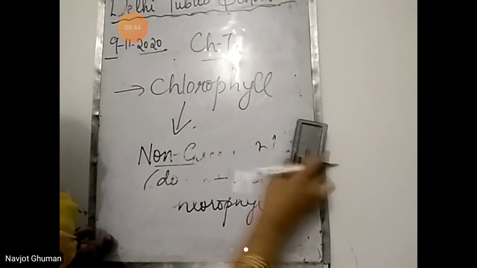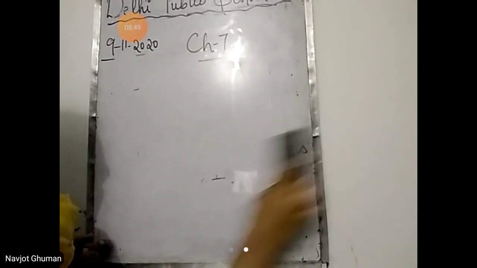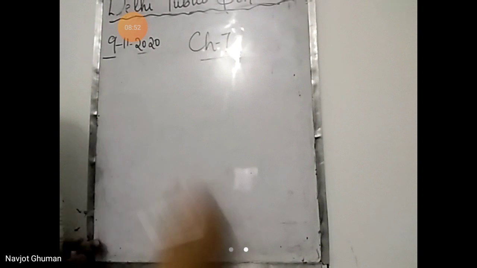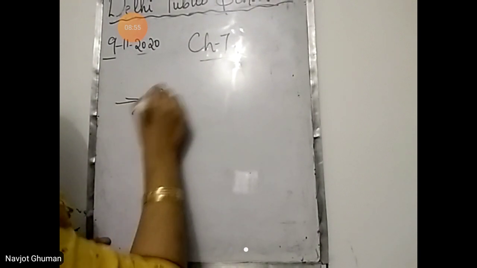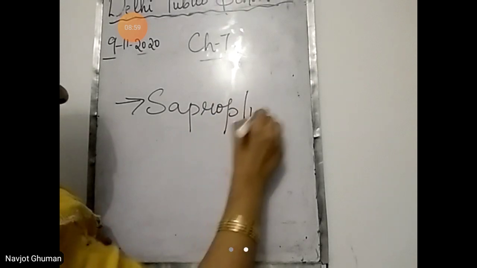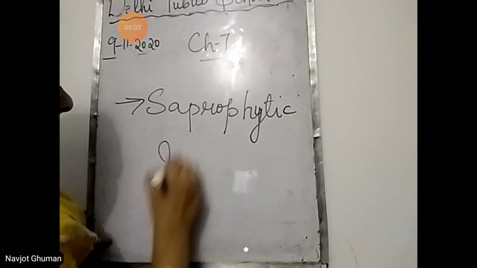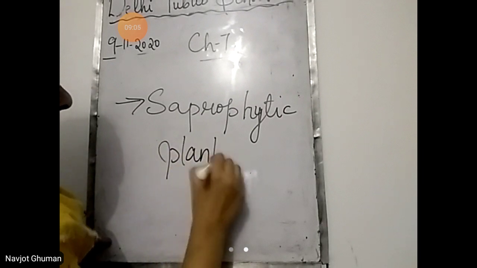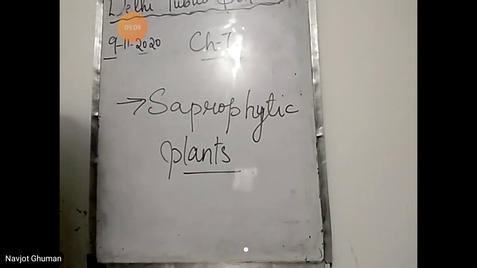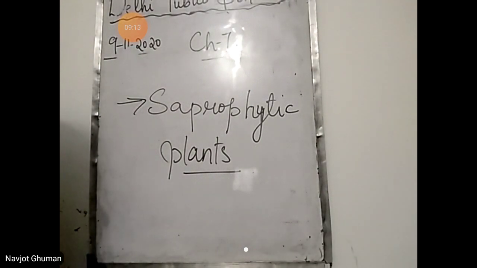Why are they called saprophytic? Because they do not have chlorophyll and cannot make their own food. So they take their food from the dead plants and animals. That is why they are called saprophytic plants. This is the second name of non-green plants. Again, I am telling you, what are non-green plants?